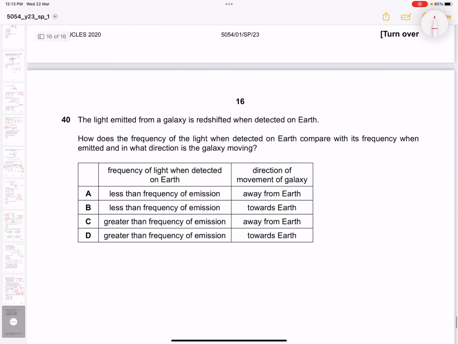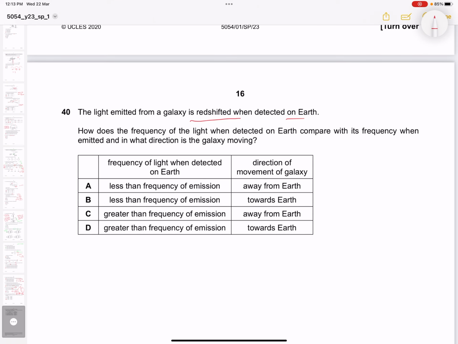Now last question. The light emitted from a galaxy is redshifted when detected on Earth. How does the frequency of the light when detected on Earth compare with its frequency when emitted, and in what direction is the galaxy moving? So there are two types of shift, red shift and blue shift. Red shift means the galaxy is moving away. Since it is moving away, the frequency is decreasing and the wavelength is increasing. So option A will be the correct one: less than the frequency of emission, and away from Earth.